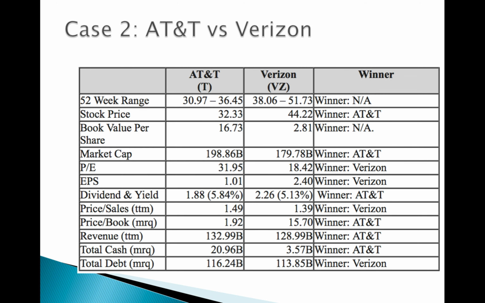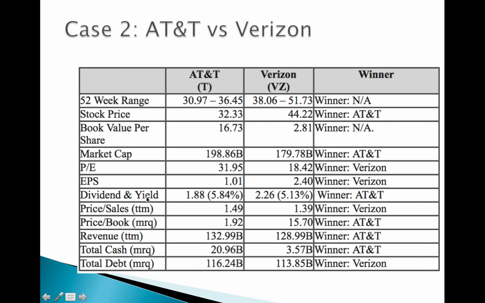Case 2, AT&T versus Verizon. Now if you look at the 52-week range, the winner is not applicable because this is a good starting point. Stock price, the winner is AT&T. That's mainly because it is closer to the 52-week low range. Book value per share, winner is not applicable because this is one of the points that we cannot really compare. Market cap, the higher the better. Winner is AT&T. P by E, winner is Verizon. Earnings per share, winner is Verizon.